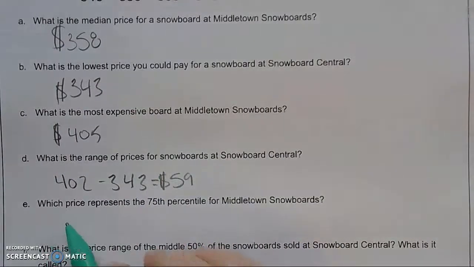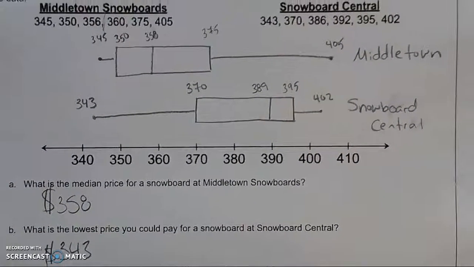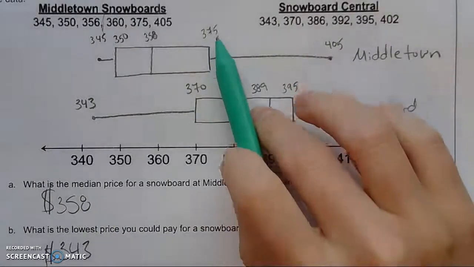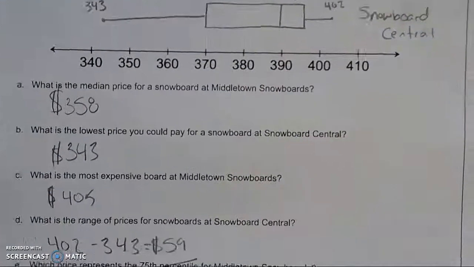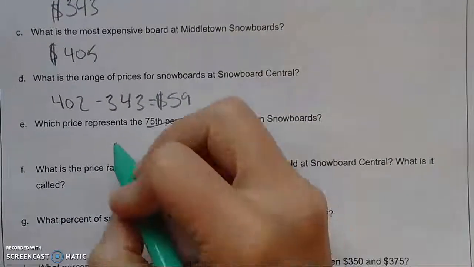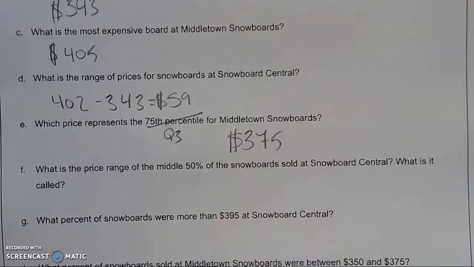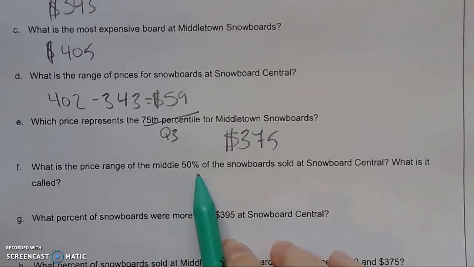Okay, which price represents the 75th percentile, which is the same thing as saying Q3, for Middletown Snowboards? So what is Q3 for Middletown Snowboards? Sorry, I'm just going up and down, but that's what we got. Middletown Snowboards, Q3 is this first line coming from the top, so it's 375. Hopefully no one gets motion sickness here. So 375.